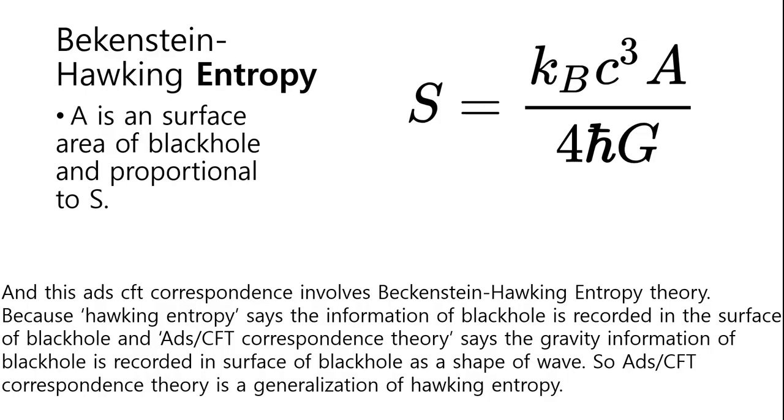And this AdS-CFT correspondence involves Bekenstein-Hawking entropy theory. Because Hawking entropy says that the information of the black hole is recorded on the surface of the black hole, and AdS-CFT correspondence theory says the gravity information of the black hole is recorded on the surface of the black hole in the shape of a wave. So AdS-CFT correspondence theory is a generalization of Hawking entropy. In the above equation, A is the surface area of the black hole and is proportional to entropy.